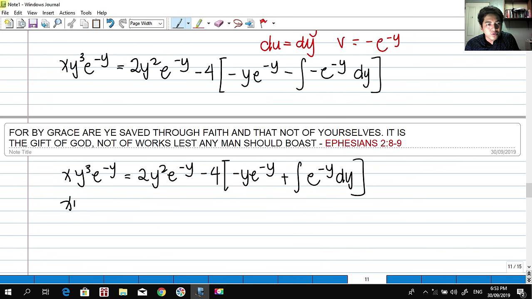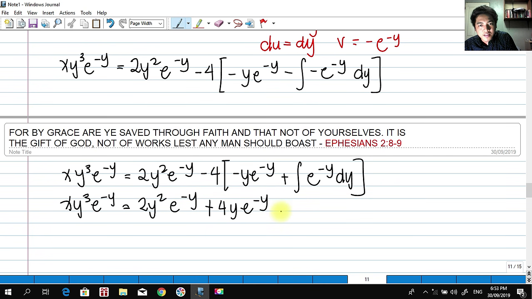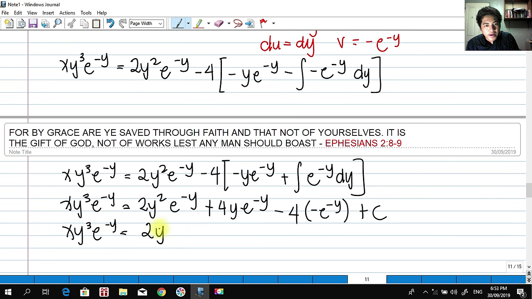And if we're going to distribute the constant negative 4 here, that becomes plus 4y e raised to negative y. And this is minus 4 times the integral of e raised to negative y, which is negative e raised to negative y. Don't forget the plus c. So, if we rewrite this, we have 2y squared e raised to negative y plus 4y e raised to negative y. Negative 4 multiplied by this negative, that should become plus 4 e raised to negative y plus c.